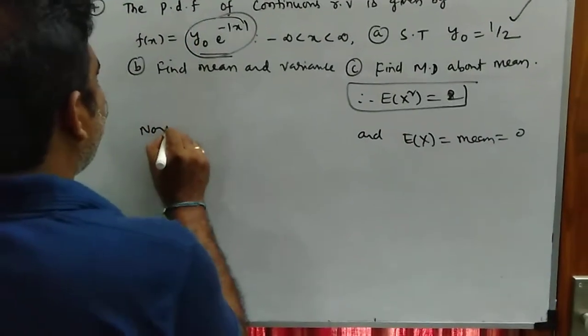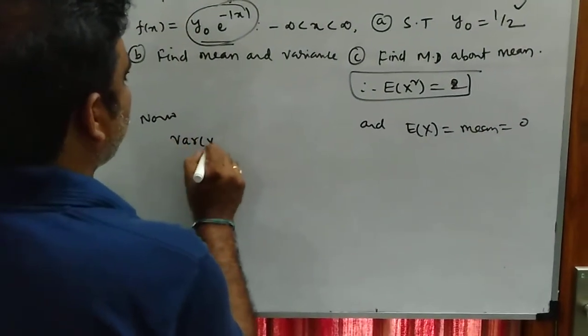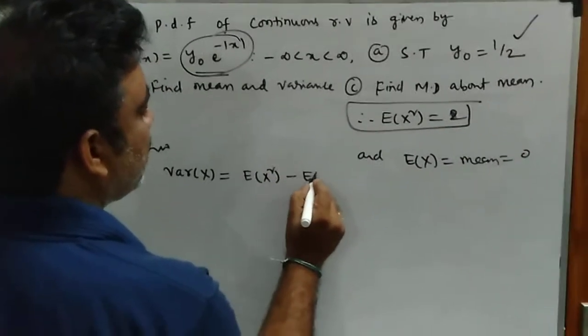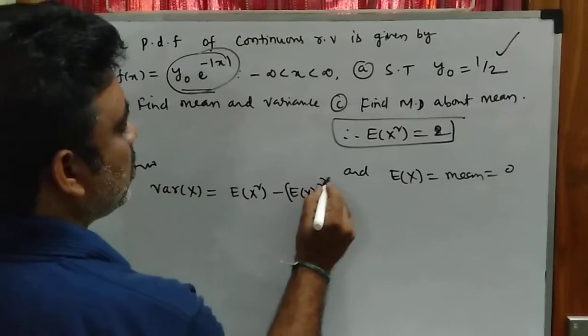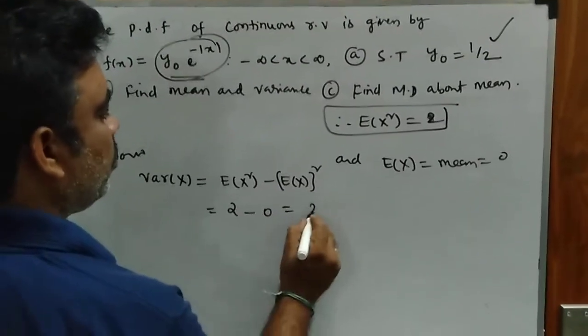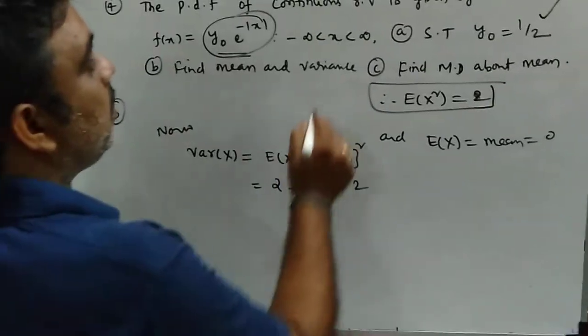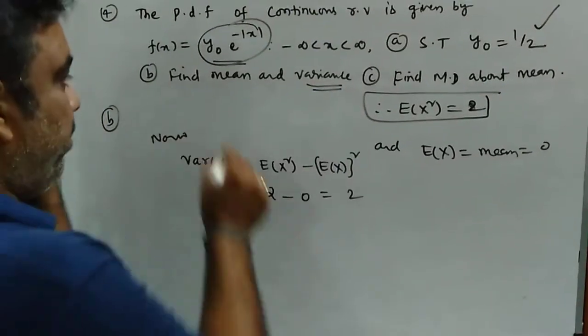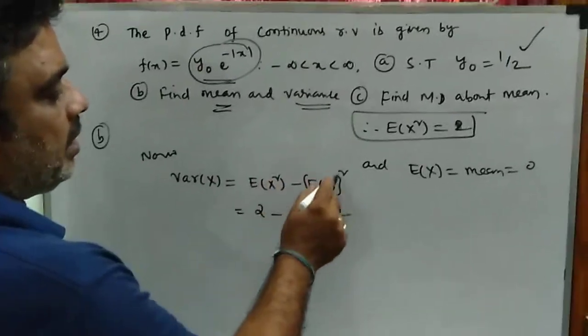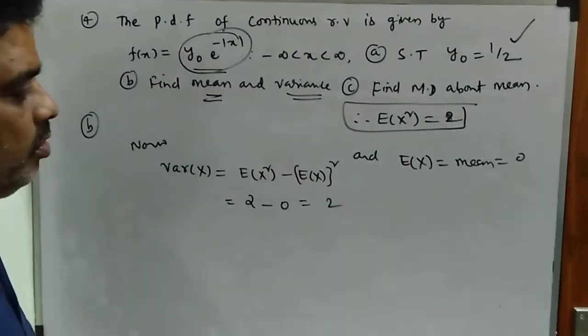Now the variance of x is equal to, what is the formula? Expected value of x square minus E of x whole square. That is E of x square is 2 minus 0, that is equal to 2, which is the second answer. Mean is 0, E of x is 0, variance is E of x square minus E of x whole square, so the value is 2.